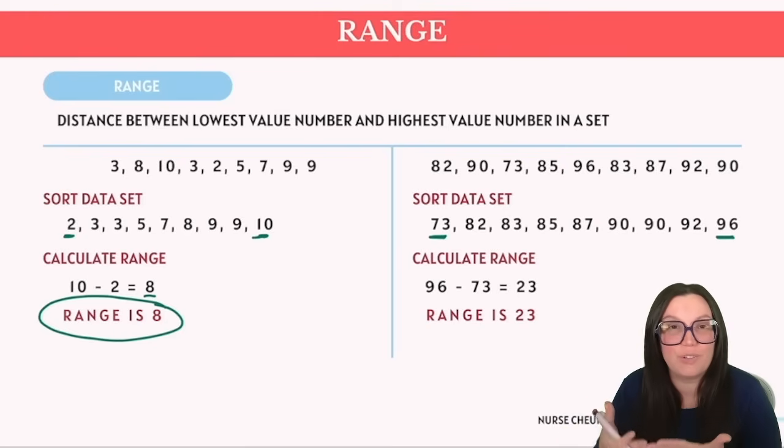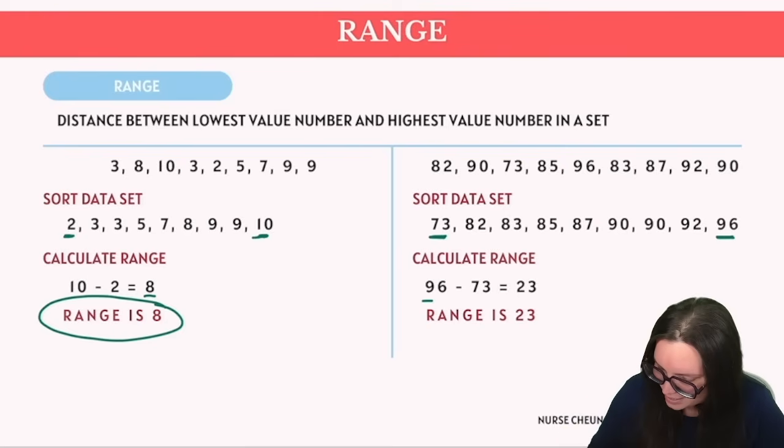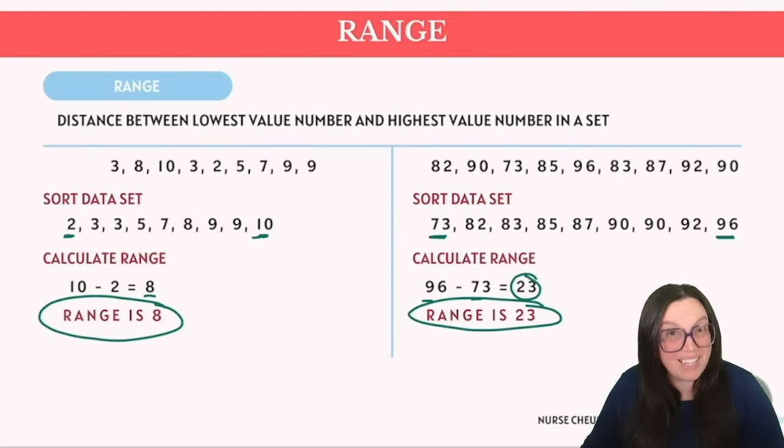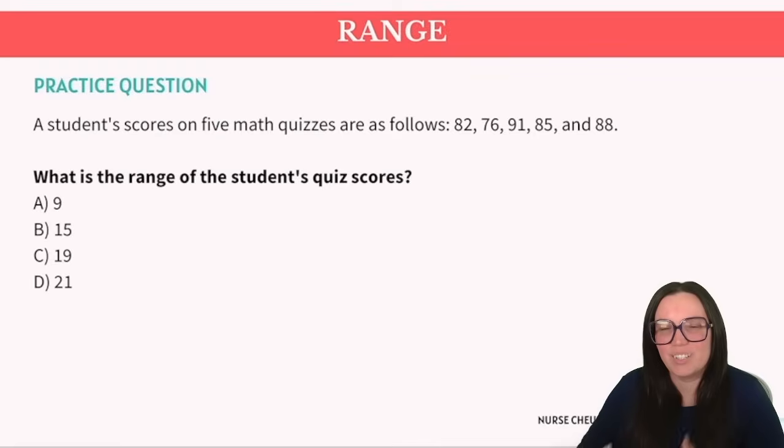So we're going to just subtract the two. 96 minus 73 is equal to 23. So our range for this data set is 23. So let's take a look at a practice question to tie all this together.